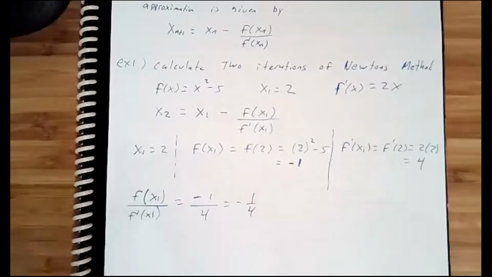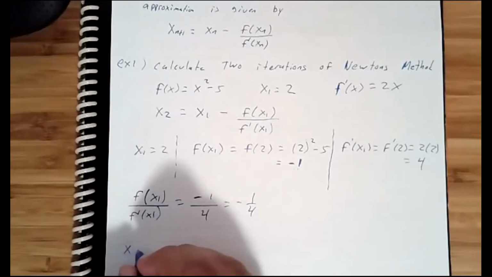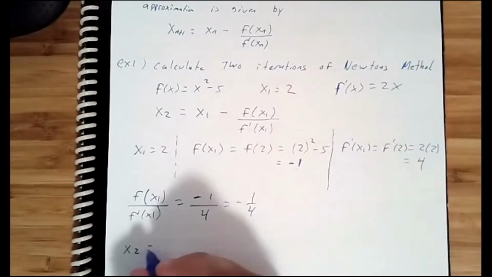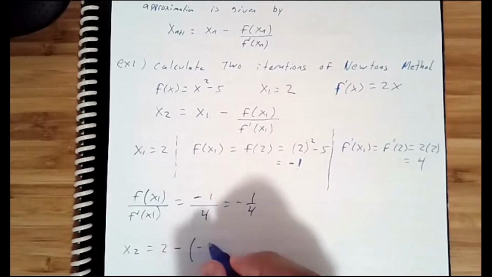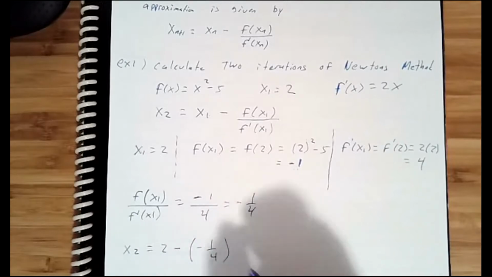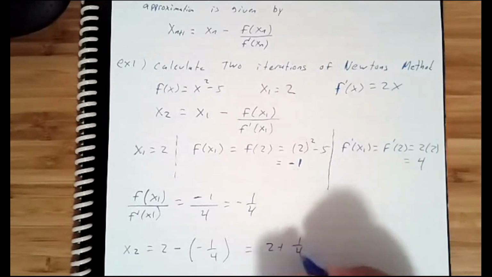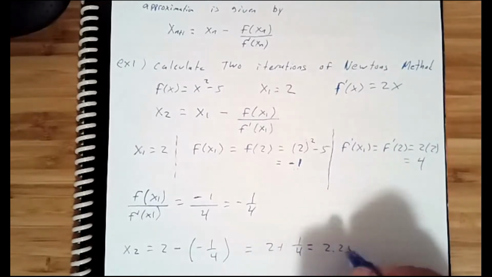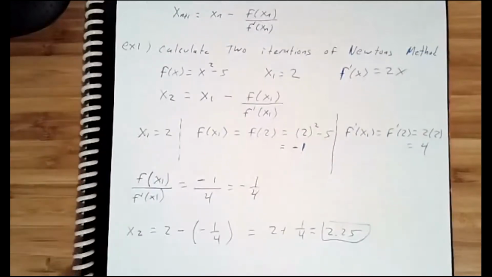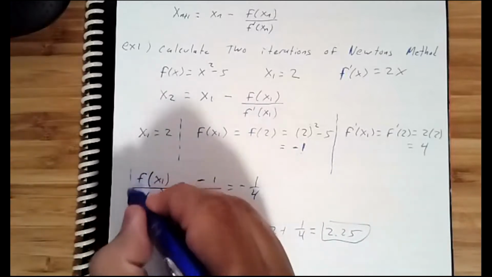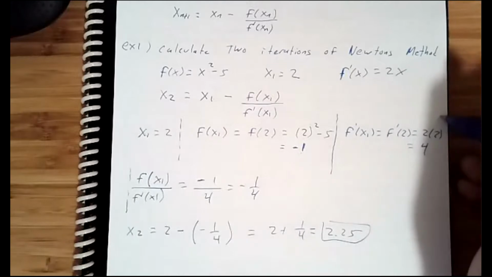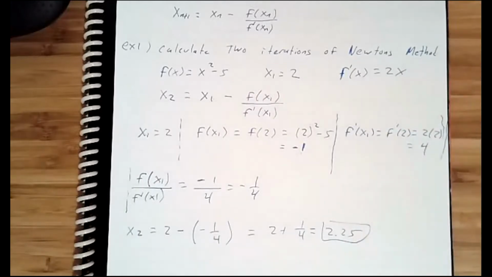So the final answer will be, so x2, we wrote the formula right here, right? That would be equal to 2 minus -1/4, which is 2 plus a fourth, which is 2.25. Any questions on number one? You see how we're just using a formula, right?